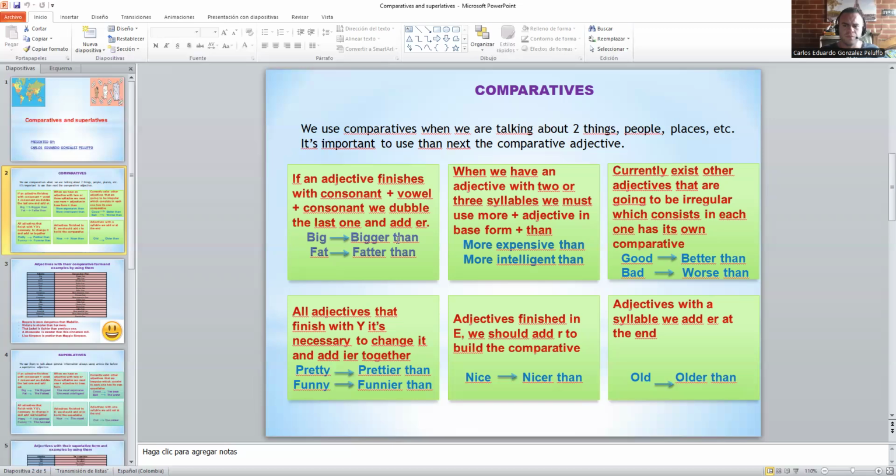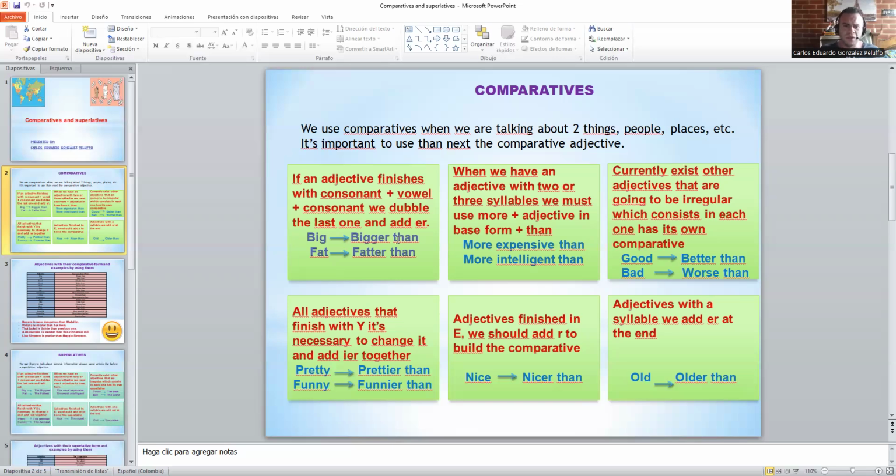Another rule. An adjective that is irregular changes totally. In this case, we have good, better than; bad, worse than. Yes? Did you understand that part? Until here, any questions about my previous explanation related with comparatives and superlatives in this English class? It's necessary just to practice. It's not difficult, guys. It's just practice, you can do it.